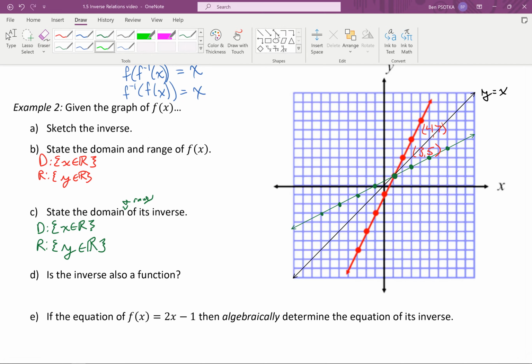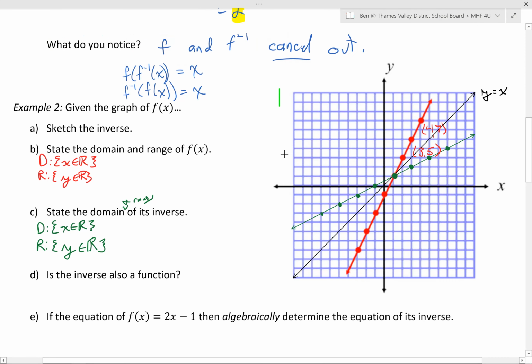Let's give ourselves a vertical line. Luckily, we're masters of the vertical line test at this point. We're masters of seeing if something is a function. We're just looking at the inverse here, just the green function. As we go along, we can see that it does pass our vertical line test because it only crosses this vertical line once at a time. So yes, our inverse is also a function.